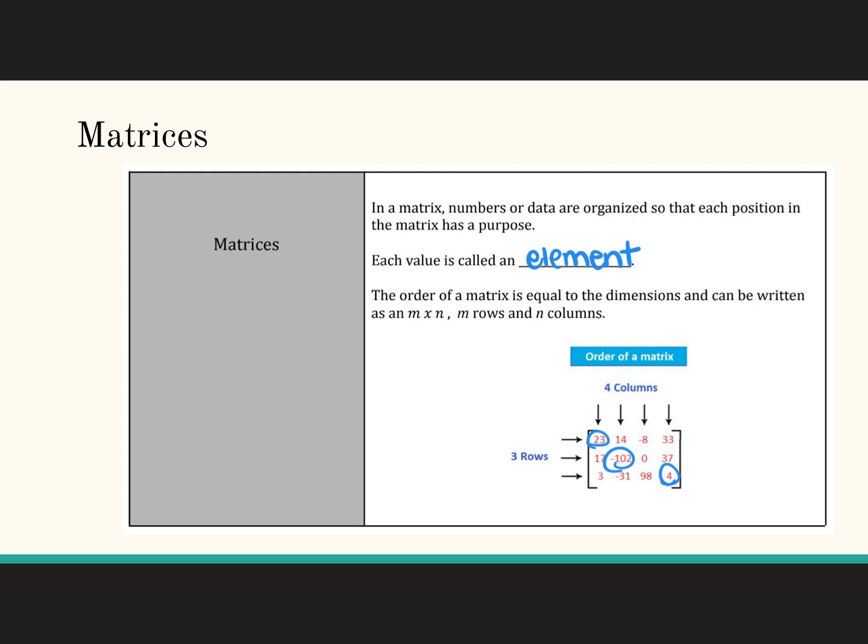And I can ask you a couple different things. First, I can ask for the order of your matrix. When you look at your order, you have M rows and N columns, so you're an M by N. Here, this has 3 rows, 1, 2, 3, and 4 columns, 1, 2, 3, 4. So I can say that this is a 3 by 4 matrix.